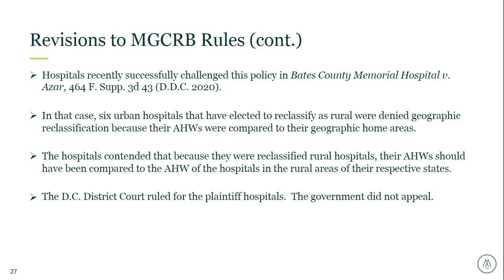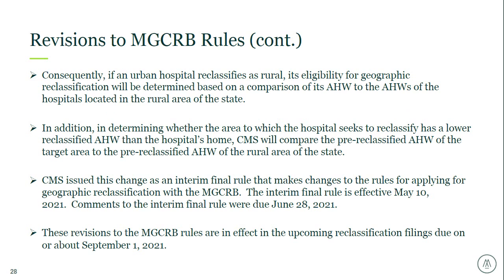So consequently, if an urban hospital reclassifies as rural, its eligibility for geographic reclassification will be determined based on a comparison of its average hourly wage to the average hourly wages of the hospitals located in the rural area of the state. In addition, in determining whether the area to which the hospital seeks to reclassify has a lower reclassified average hourly wage than the hospital's home, CMS will compare the pre-reclassified average hourly wage of the target area to the pre-reclassified average hourly wage of the rural area of the state.